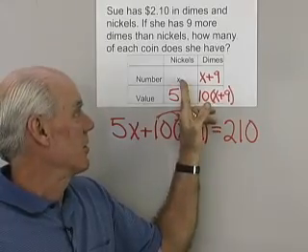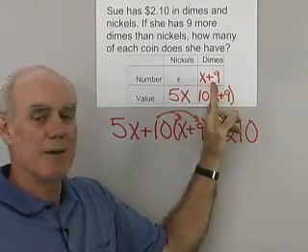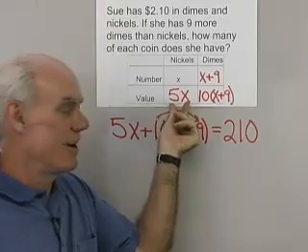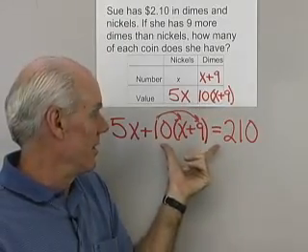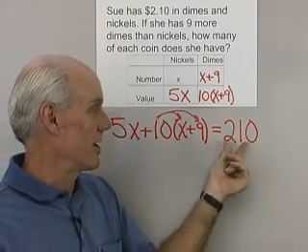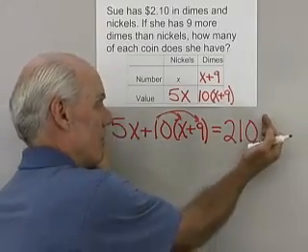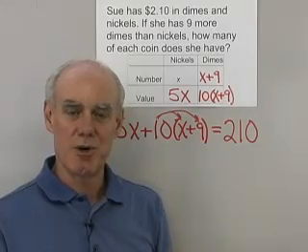By letting x equal the number of nickels, then I have dimes as x plus 9, the value of the nickels is 5x, and the value of the dimes is this. Then I add the value of each coin, that comes out to be 210. Now I've replaced all the words in that problem with a nice equation that I can solve.